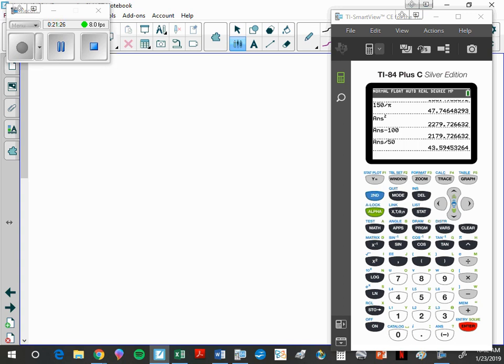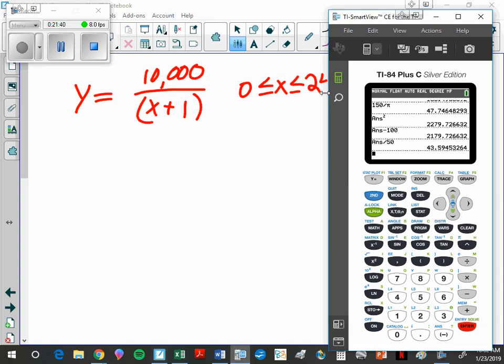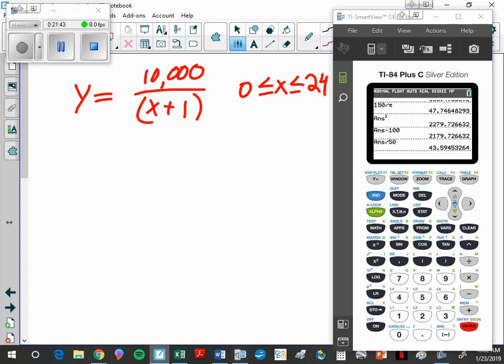All right, so we have, I'm just going to put y is equal to 10,000 over x plus 1, and it says 0 is less than or equal to x, which is less than or equal to 24. Determine the inverse of the function. How do we find the inverse? We just switch every y into an x and every x into a y. So x equals 10,000 over y plus 1.